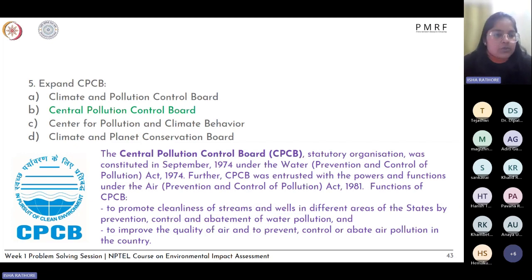So you will see the CPCB monitoring the level of particulate matter which is in the air. It also defines the air quality. So CPCB is the organization for both water and air pollution control. Okay, so CPCB, Central Pollution Control Board, is the correct answer. So B is the correct answer.